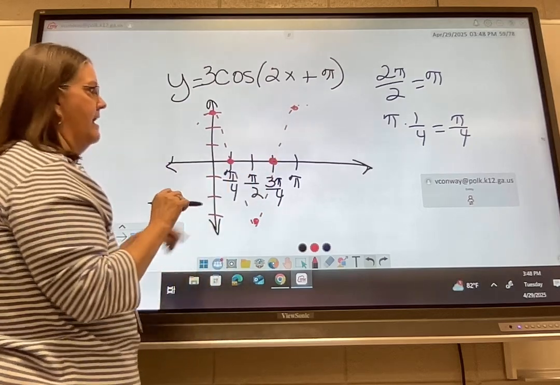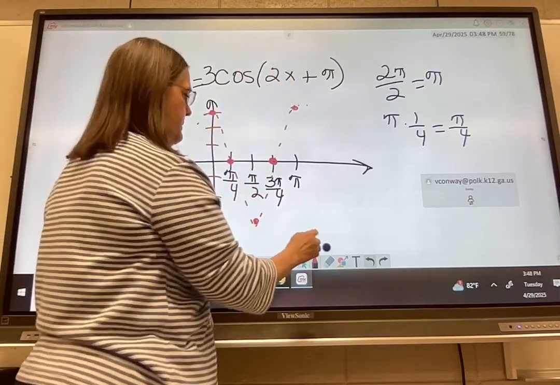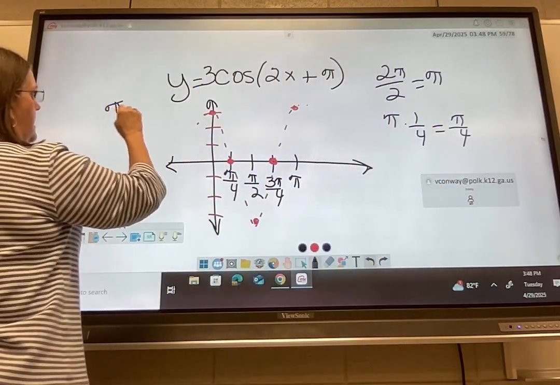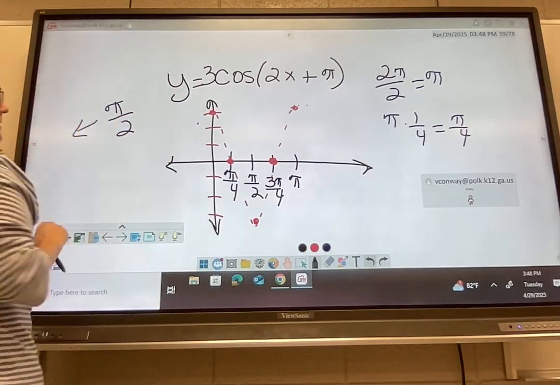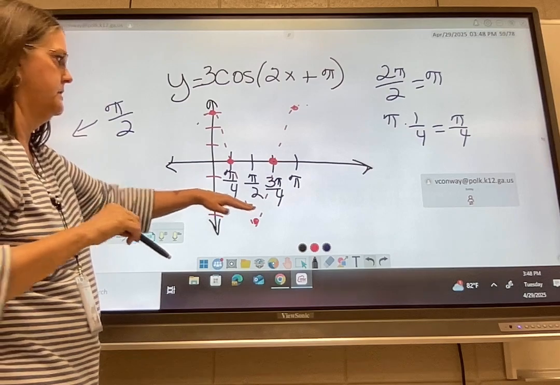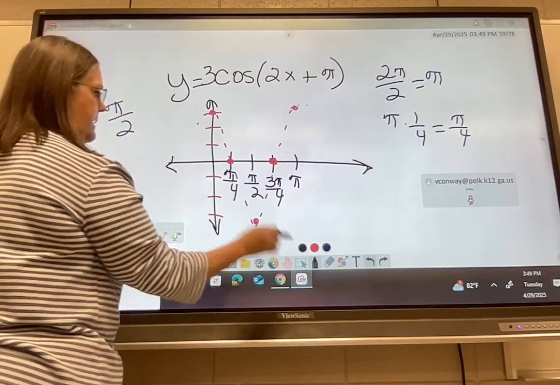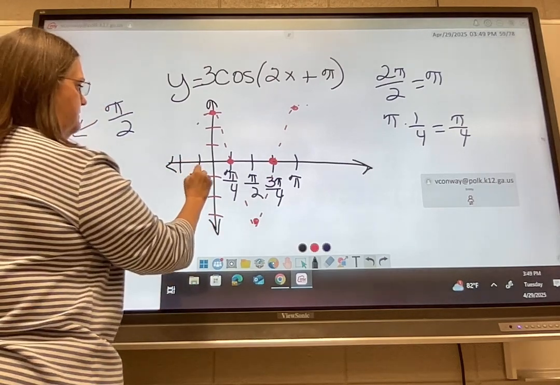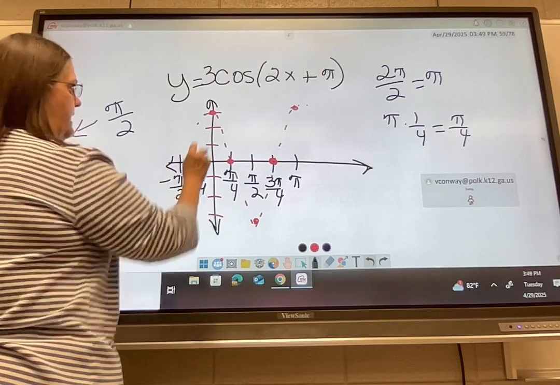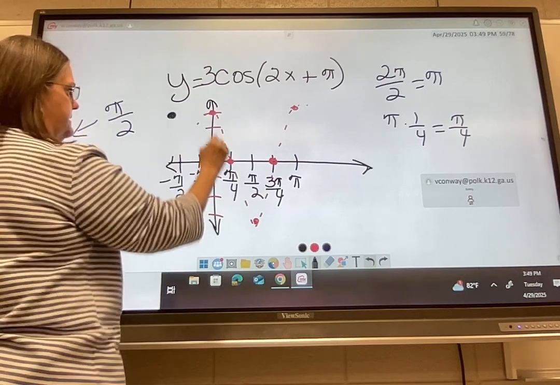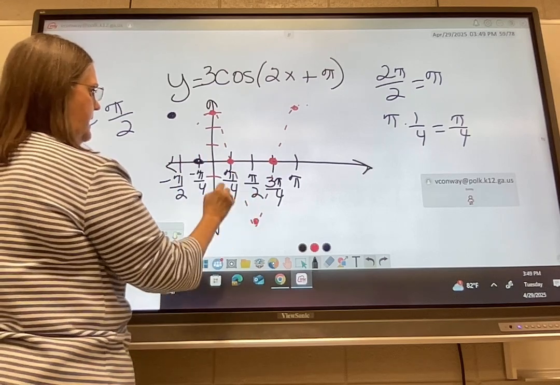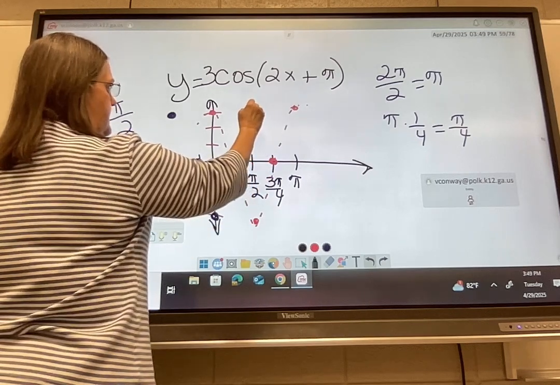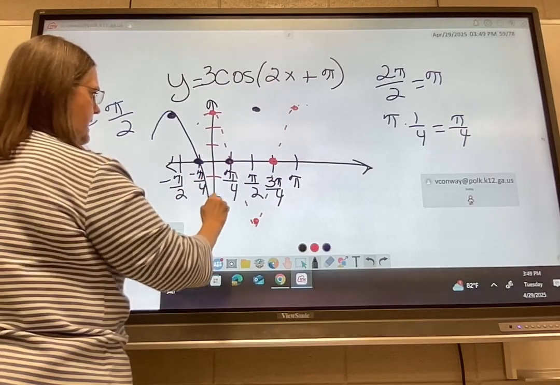Now, I'm going to take that and I'm going to shift it C over B. And C over B here is pi over 2. So I'm going to go pi over 2 to the left. So pi over 2 is 2 tick marks. So I'm going to take my graph and I'm going to go 2 tick marks to the left. This is negative pi over 4, negative pi over 2. And everything that you see here just gets shifted 2 places over. I just take each one and go 2 places to the left. That's all I'm doing. I just count, and now there is my graph.